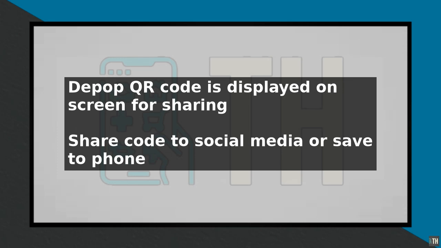Your Depop QR code will be displayed on the screen, and you can share it with others by saving it to your phone or sharing it directly to social media platforms. When someone scans your QR code using their mobile device, they will be redirected to your Depop profile page, where they can view your items, shop, and follow you.